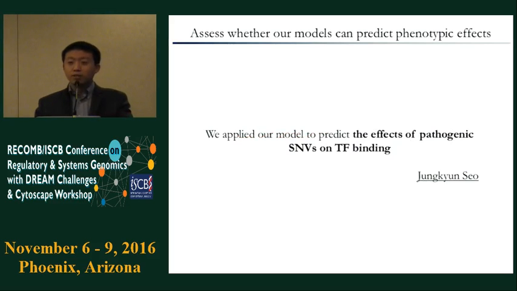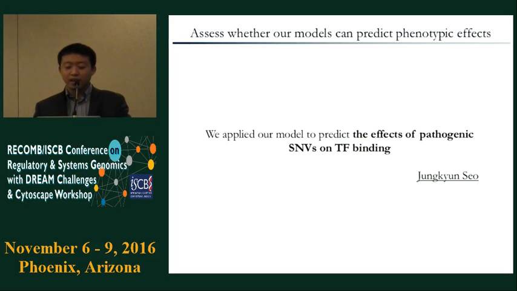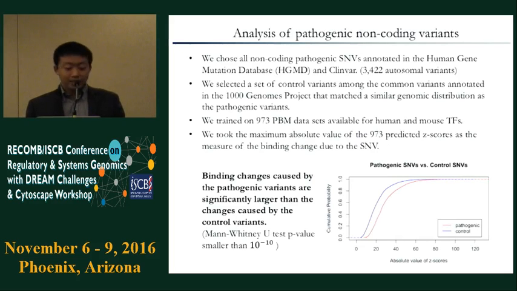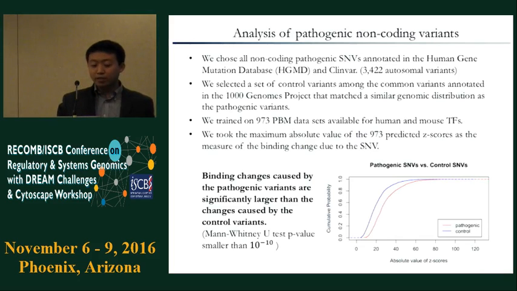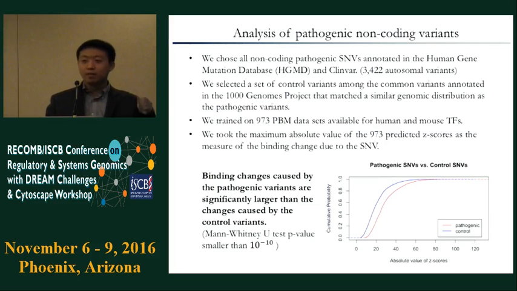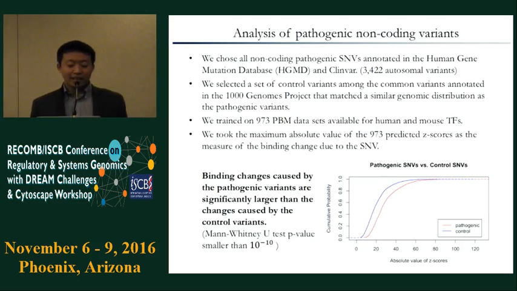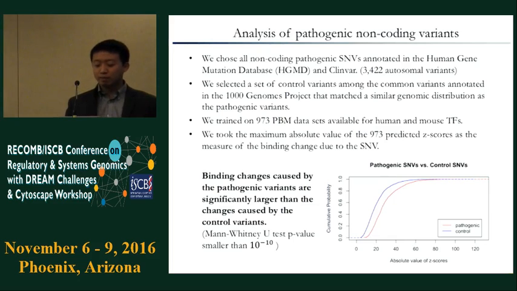Another way to assess whether our models can predict the phenotypic effects is through applying our model to predict the effects of pathogenic SNPs on TF binding, and this work is carried out by Zhang. So what we did is we chose non-coding pathogenic SNPs annotated in the HGMD and ClinVar database, and we select the controls from the 1,000 Genomes. We used all the PPM data available on CISBP and UniProbe for human and mouse TFs. And for each SNP, we calculate more than 900 predicted z-scores, and we use the maximum absolute value of it as a measure of the binding change due to that SNP.